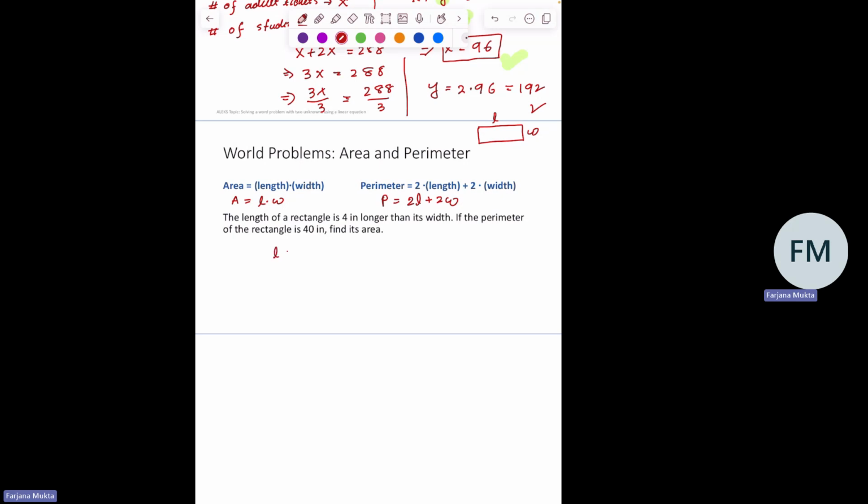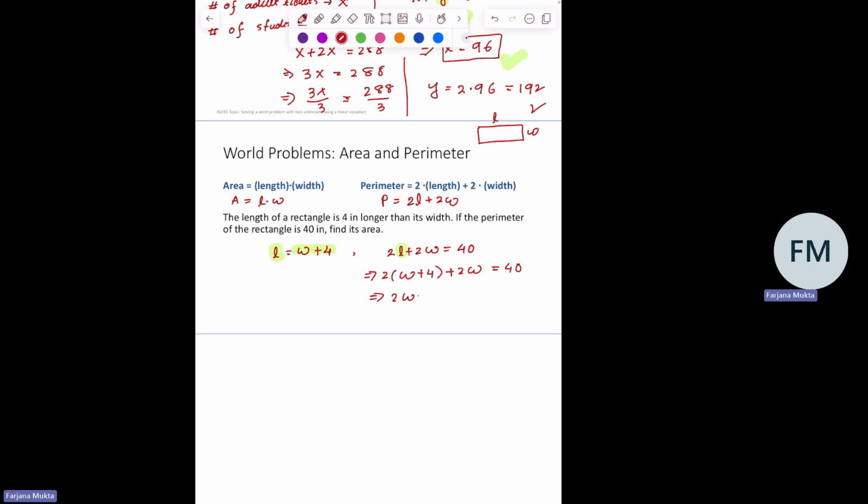Now, the question says the length of the rectangle is 4 inches longer than its width. So length is 4 inches longer than the W. And the perimeter of the rectangle is 40 inches. That means 2L plus 2W equals 40 inches. Now, we will use this L here. So 2 times W plus 4 plus 2W equals 40.